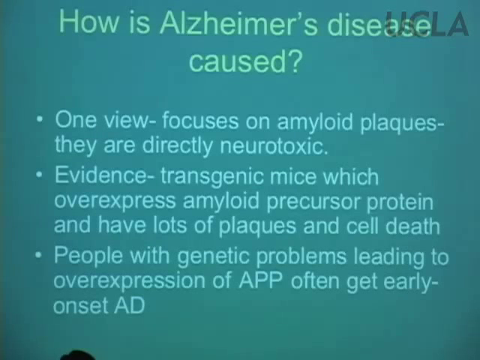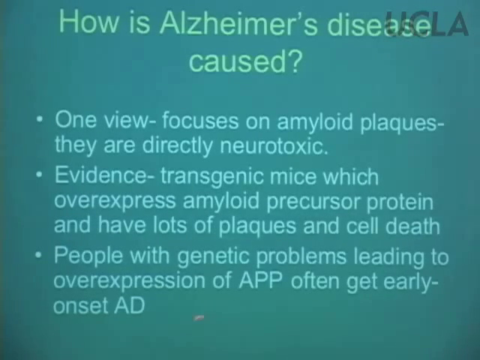What's the evidence for that? Well, transgenic mice, which overexpress the amyloid precursor protein. As you probably know, we have techniques now where we can create strains of mice where we can manipulate the genetics of the mouse, and we know the gene that codes amyloid precursor protein. So when we create these mice that overexpress this protein, they do have a lot of plaques. They also have a loss of neurons. Okay, so that's one big piece of direct evidence that the plaques are killing the cells.